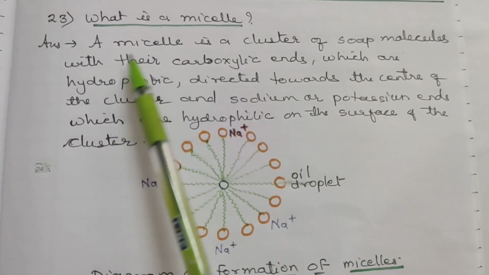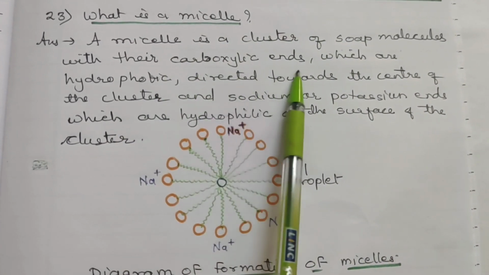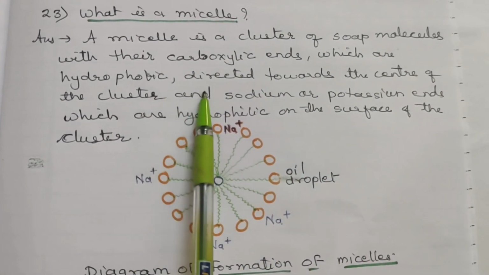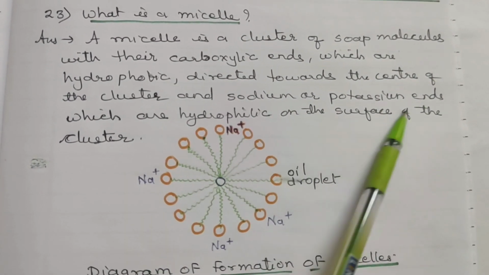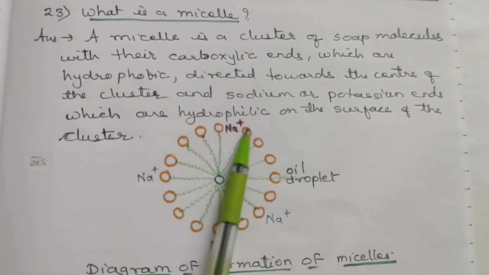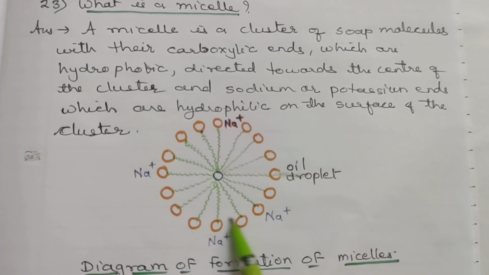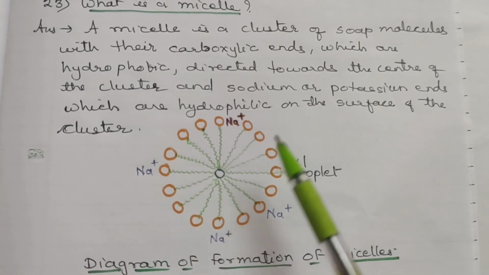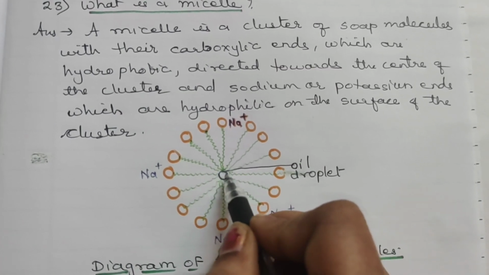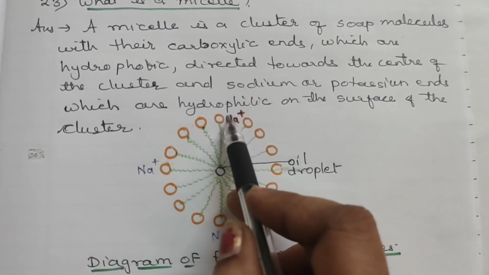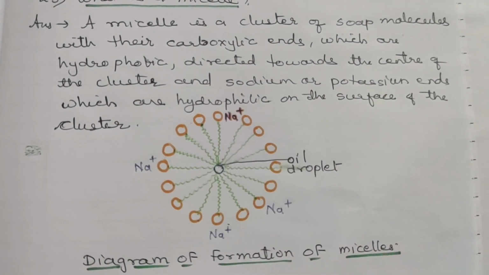What is a micelle? A micelle is a cluster of soap molecules with their carboxylic ends, which are hydrophobic, directed towards the center of the cluster, and sodium or potassium ends, which are hydrophilic, on the surface of the cluster. So this is the diagram of the formation of a micelle. Here this is the oil droplet at the center, and all these are the sodium ends at the surface of the cluster.